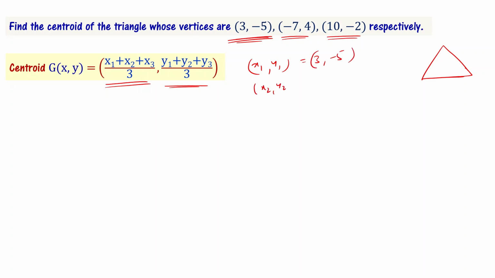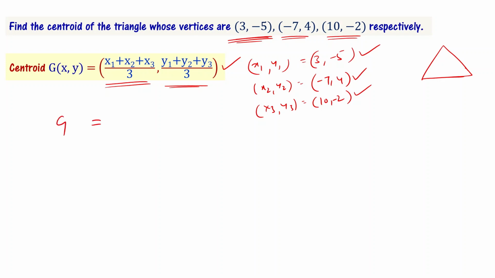x2 comma y2 ఏంటి? Let me assume it to be minus 7 comma 4. And x3 comma y3 is 10 comma minus 2. Right? Now let's make use of these and substitute in the formula.